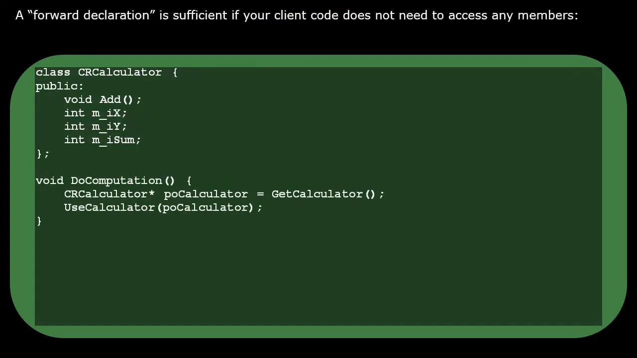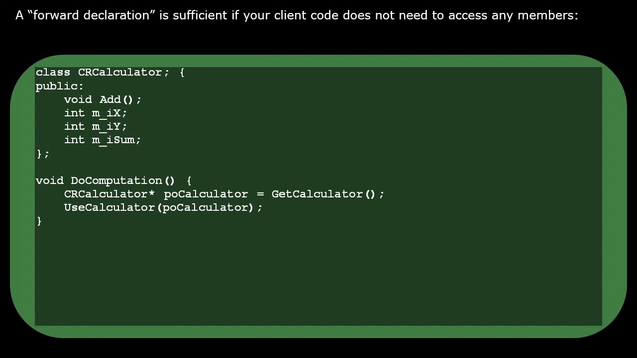Sometimes your client code doesn't need to access an object's data members nor call any of its member functions. Sometimes all your client code needs to do is to possess a pointer to the object. In that case, you don't even need to include the class definition.